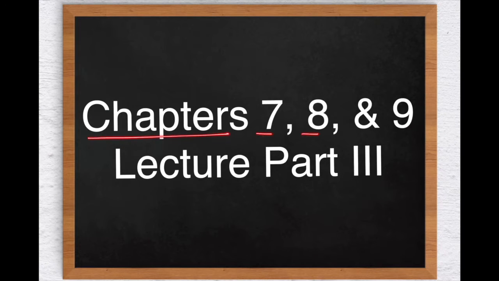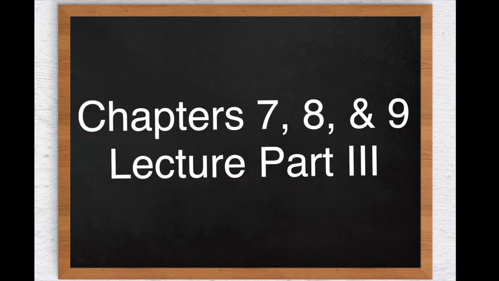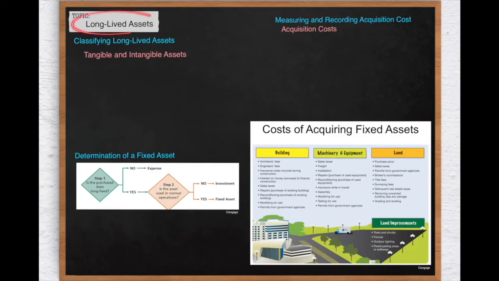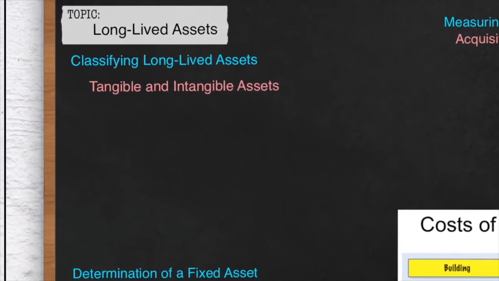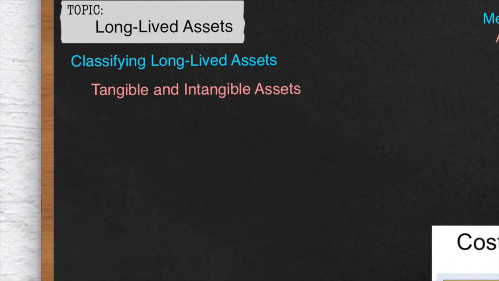Chapters 7, 8, and 9, Lecture Part 3. We're going to go over long-lived assets. In other words, property, plant, and equipment. That's what it's called on the balance sheet. It's also another term for fixed assets. So, classifying long-lived assets or fixed assets.